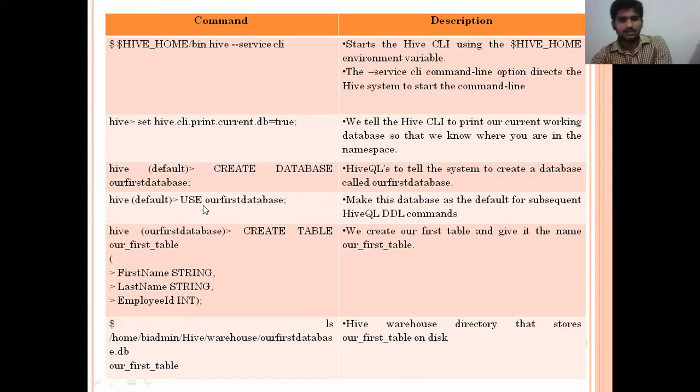This one is creating a database. In that database we are going to create a table. See that, this is our first database we are going to create, and in that database we are creating a table. The table contains three columns: first name, last name, and employee ID. What type of data? The first name is a string, the last name is a string, and the employee ID is an integer. That information we are also going to provide.